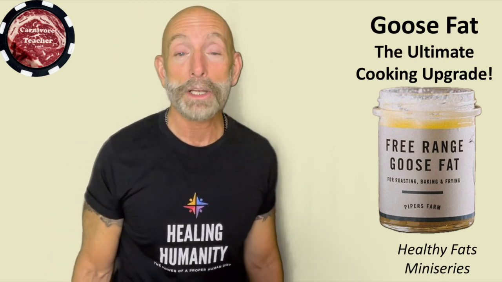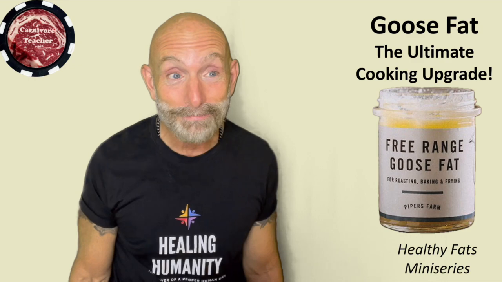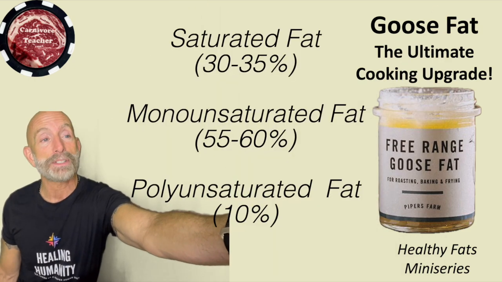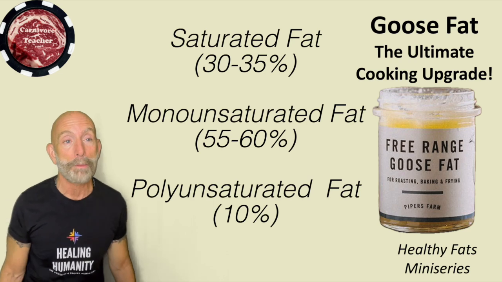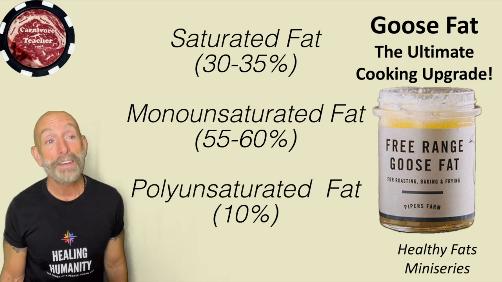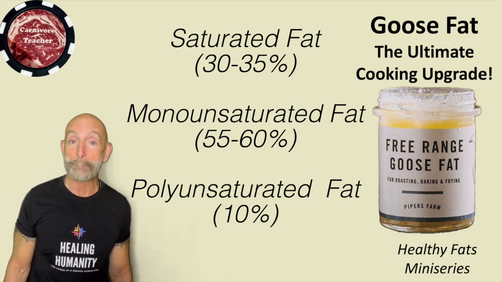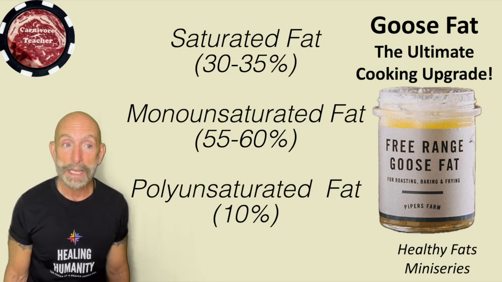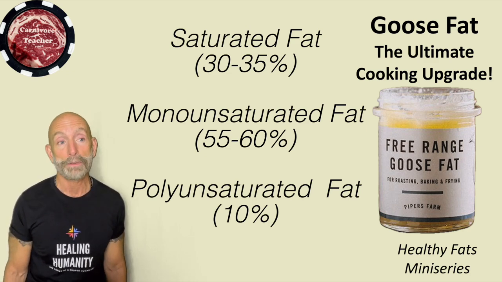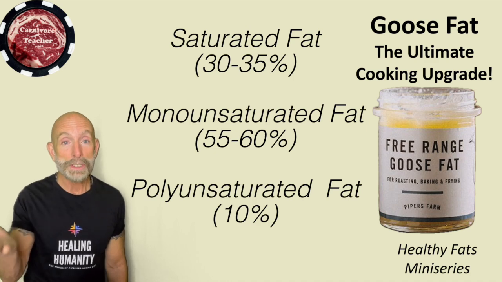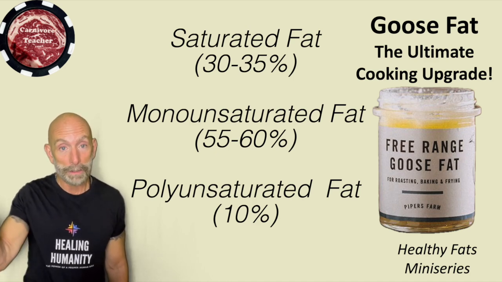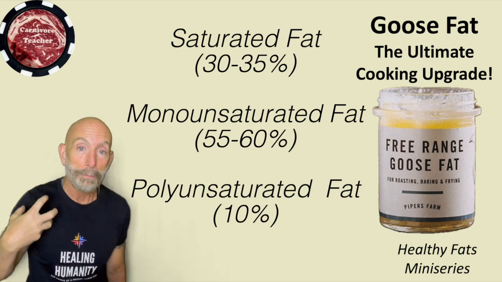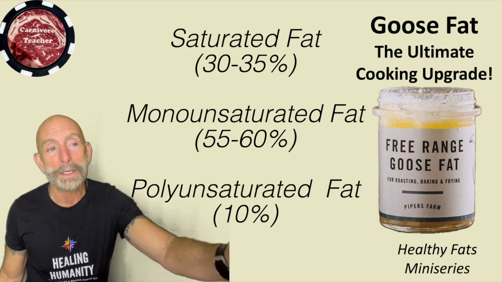Today we're going to talk about goose fat. That's right. The composition of goose fat is 30 to 35% saturated fat in the form of palmitic and stearic acid, 55 to 60% monounsaturated fat in the form of oleic acid, and 10% polyunsaturated fat in the form of linoleic acid. So goose, duck, and lard are a little higher in linoleic acid, and I recommend not using them as frequently because they're a little higher.